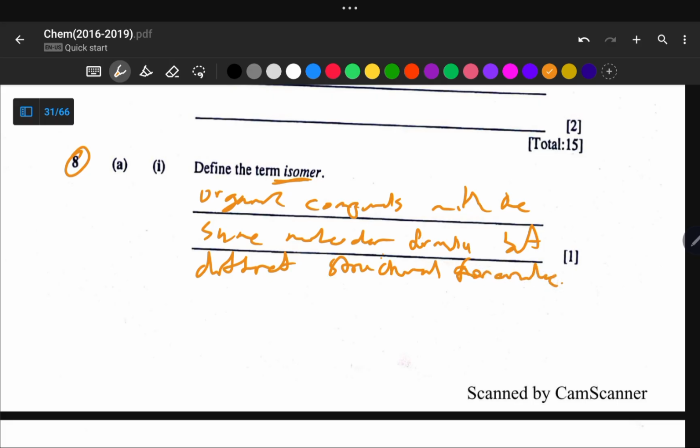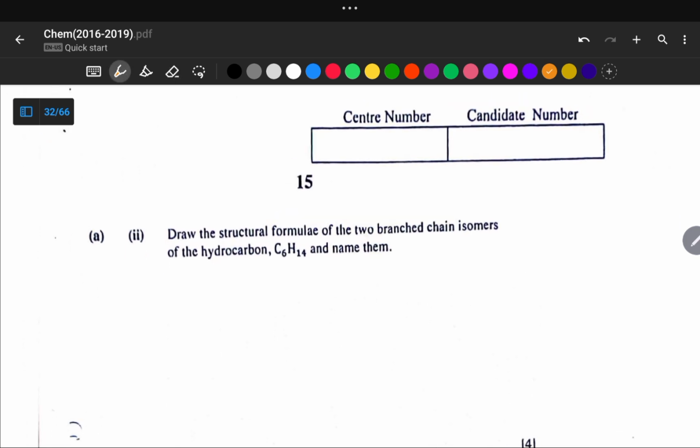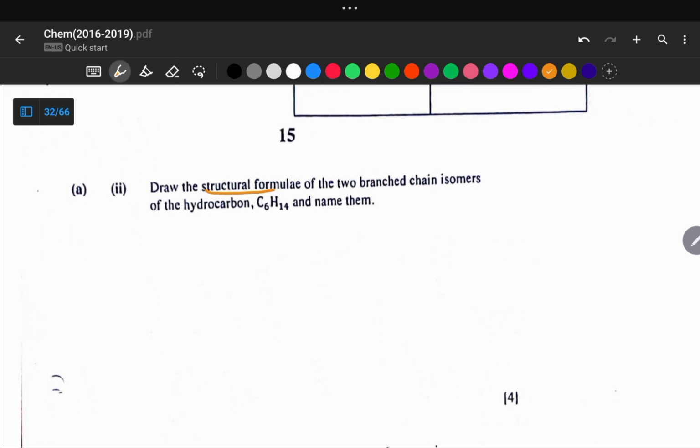So you must know these types of formula: position and functional group. But for O-level, geometrical isomers are not that important for you. The next question says: draw a structural formula of the two branched chain isomers of a hydrocarbon, hexane. So this is hexane, so it's an alkane, right?